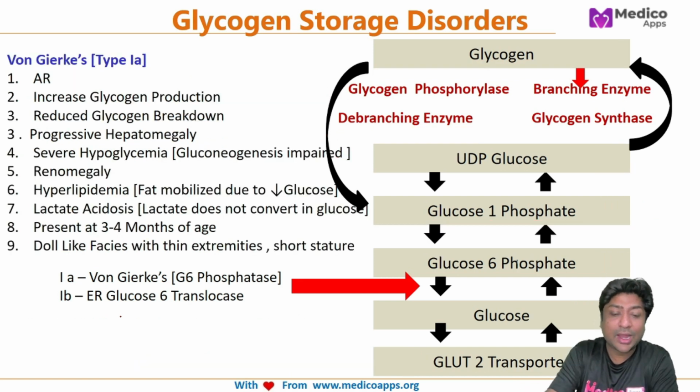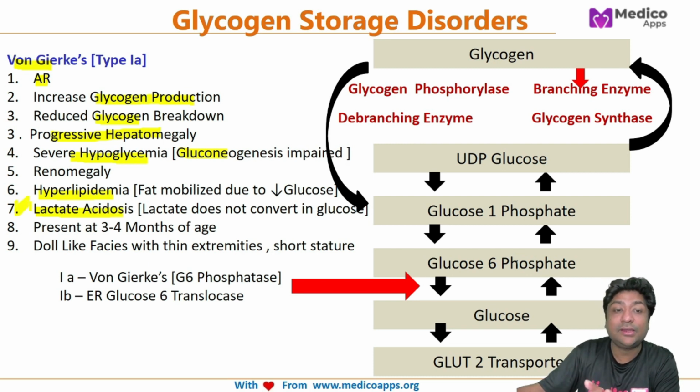So let's quickly look at and revise all the glycogen storage disorders and the important points which are asked. Von Gierke's I've already explained. Remember, first of all, it's an autosomal recessive disorder. There's increased glycogen production and decreased breakdown. There's progressive hepatosplenomegaly. There will be severe hypoglycemia because not only glycogen breakdown but gluconeogenesis is also impaired. There will be hyperlipidemia because fat mobilization is increased due to chronic hypoglycemia. There will be lactic acidosis. This is very, very characteristic.